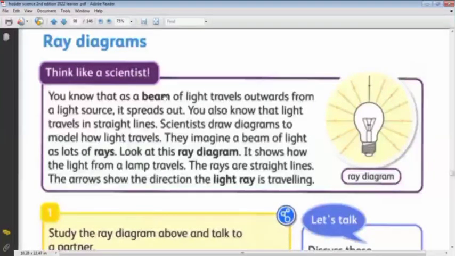So when the beam of light travels outward from the light source, it spreads out. Spreads out means that it is distributed in the place. And so we can see everything around us. You also know that light travels in a straight line. This is how the light travels from the light source. It travels in the form of straight lines, like these lines that we are drawing around the lamp. Okay?